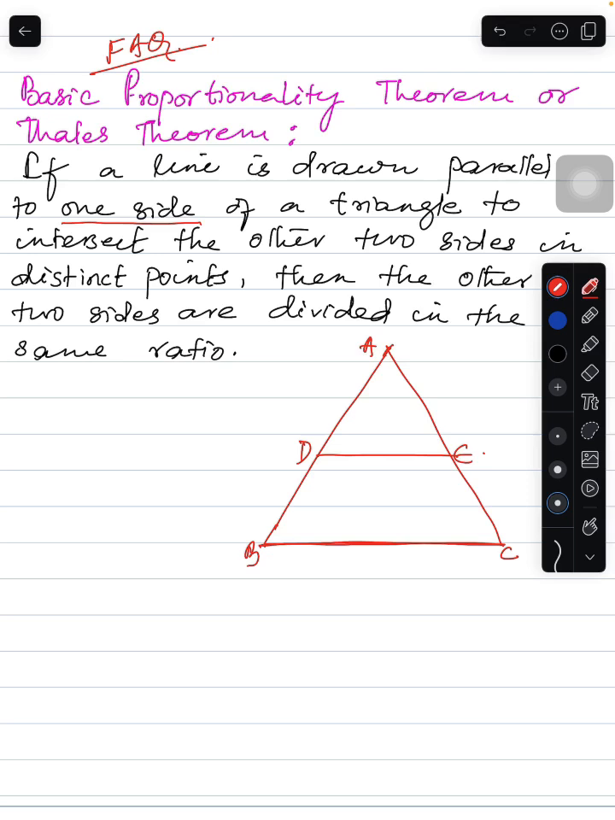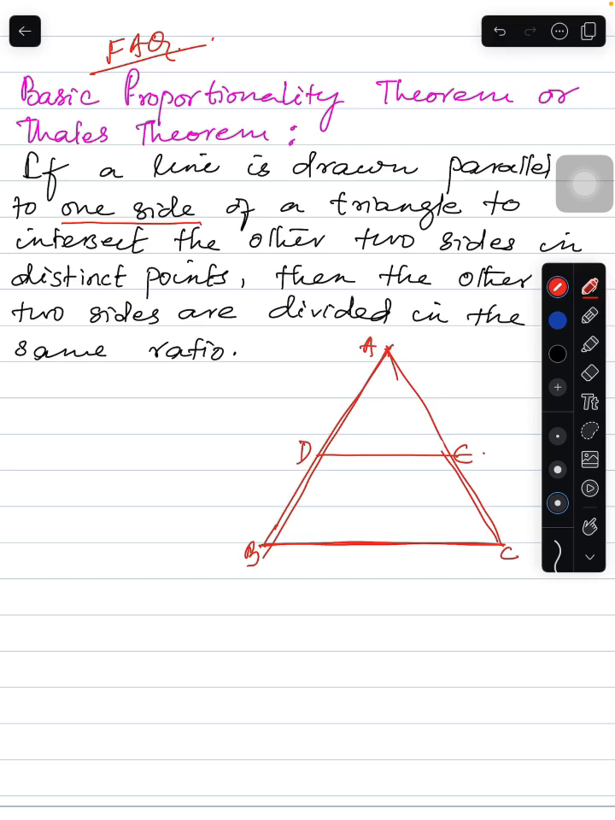DE. Okay. And it intersects the other two sides. Which are the other two sides? AB and AC. These are the other two sides. So what he's saying is it is intersecting the other two sides at distinct points, which means different points. Then the other two sides are divided in the same ratio.